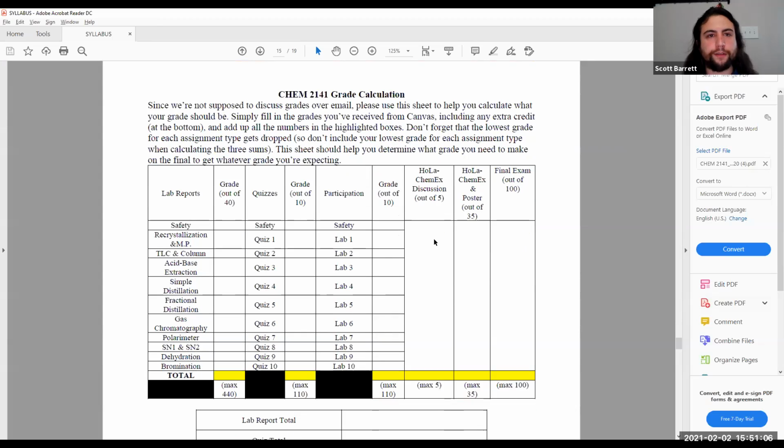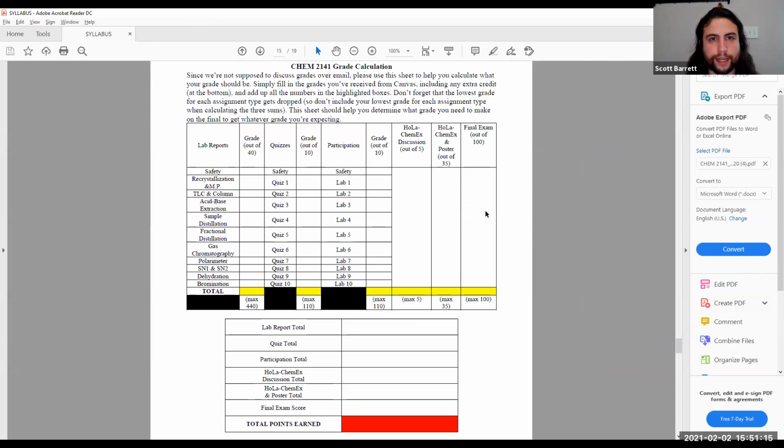Okay, and then finally, if you wanted to theorize what your grade will be, this will be the outline of how to create a calculation.